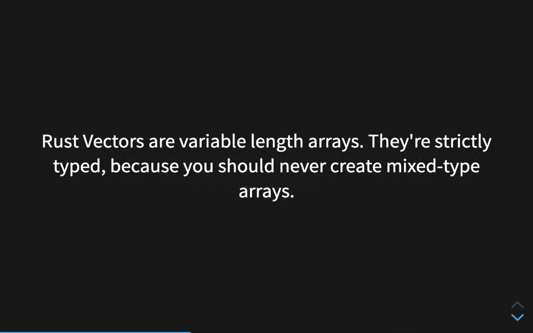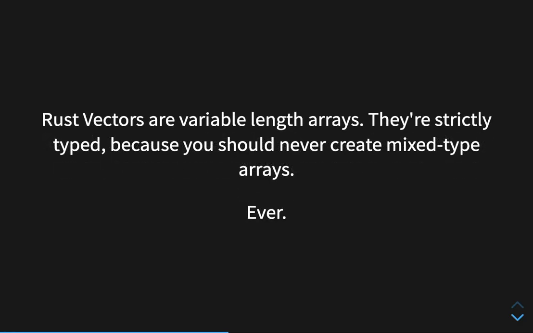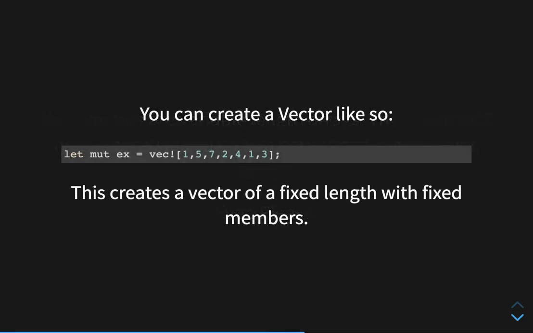Rust vectors are variable length arrays, like we've been talking about. They're strictly typed, which is good because you should never create mixed type arrays ever. Please don't ever create mixed type arrays. Please God, this creates so many problems. And if you create mixed type arrays, you're only going to run into issues, and you should never do this. Please, please, please.